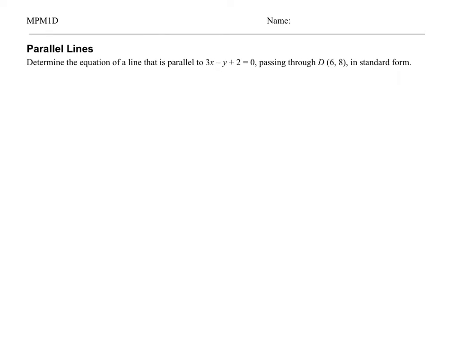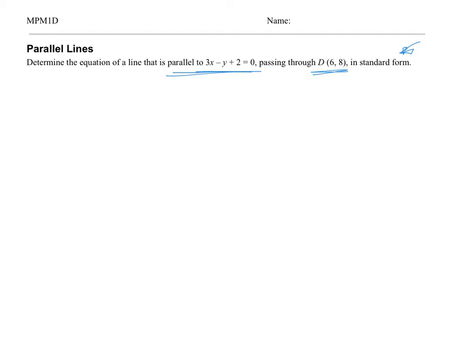Last question. We have 2 pieces of information. We need to determine an equation of a line that is parallel to this line, parallel to this one, but it also passes through this one. And the last thing that we need to do is put it in standard form.